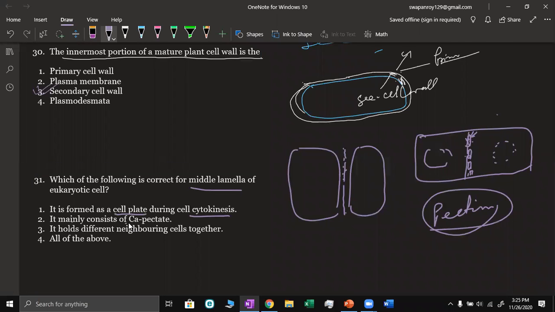It mainly consists of calcium pectate. This is pectin, but it is a salt of calcium, so it is called calcium pectate. So this is true. It holds different neighboring cells together. Middle lamella is the cementing material between the neighboring cells. So all of these are correct.